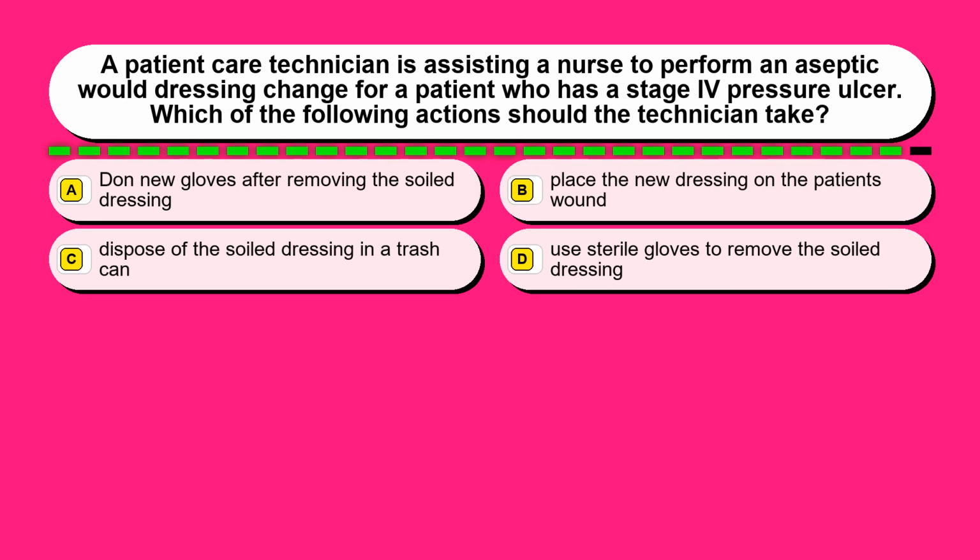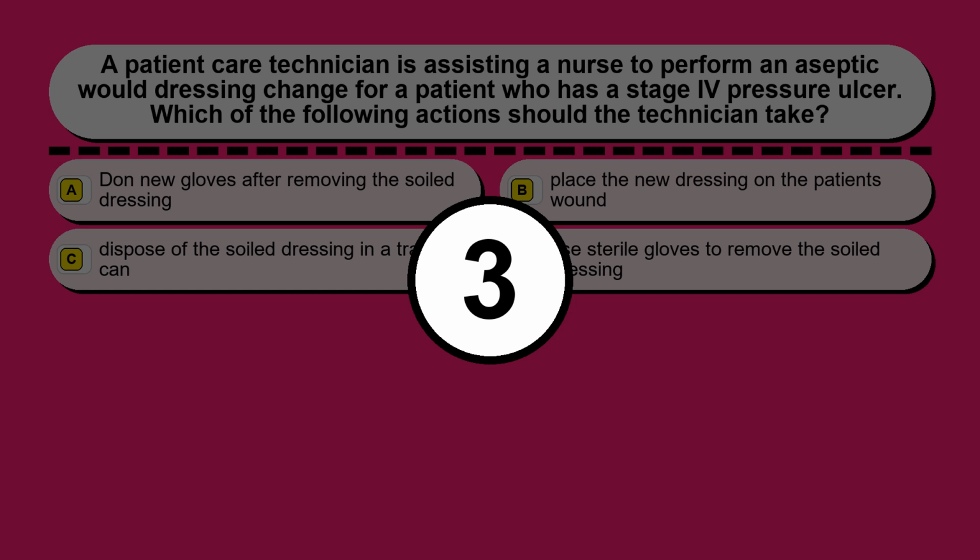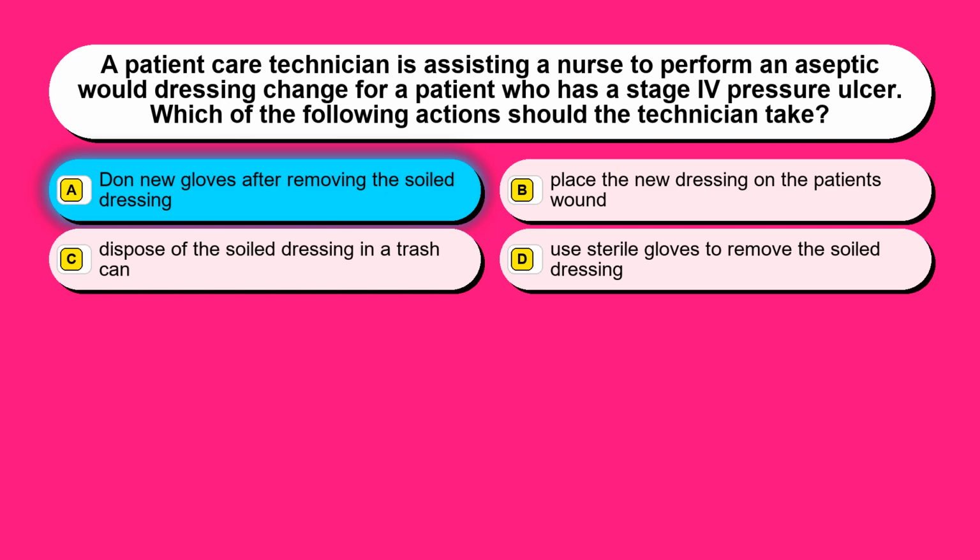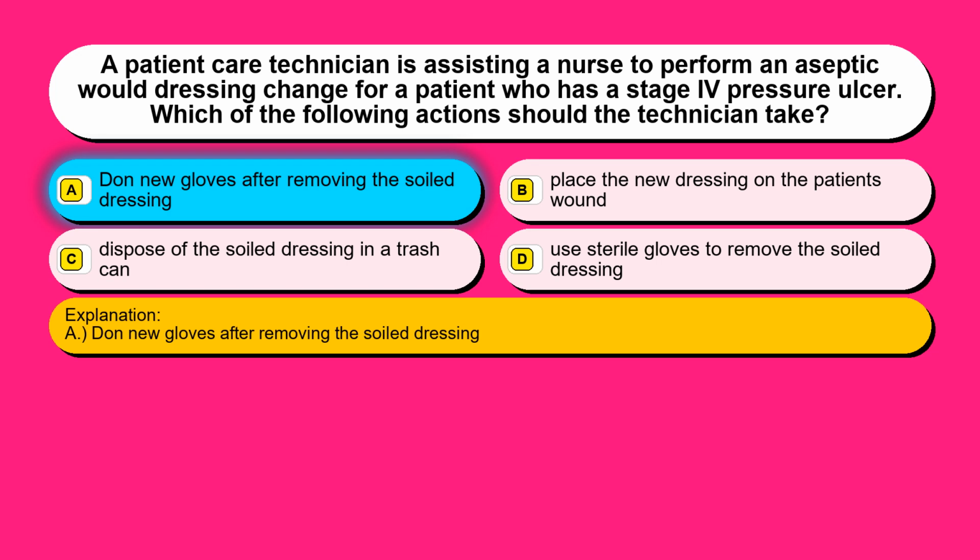Question 4. A patient care technician is assisting a nurse to perform an aseptic wound dressing change for a patient who has a stage 4 pressure ulcer. Which of the following actions should the technician take? Option A, don new gloves after removing the soiled dressing. Option B, place the new dressing on the patient's wound. Option C, dispose of the soiled dressing in a trash can. Option D, use sterile gloves to remove the soiled dressing. The correct answer is option A, don new gloves after removing the soiled dressing.